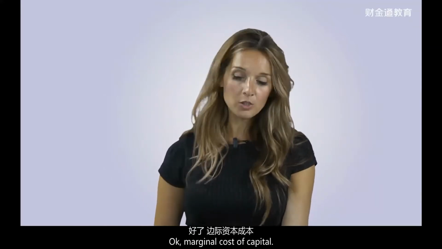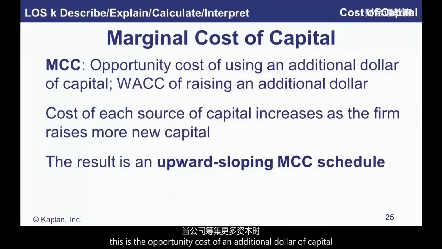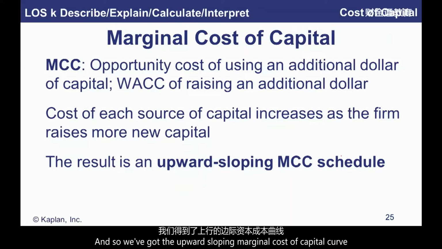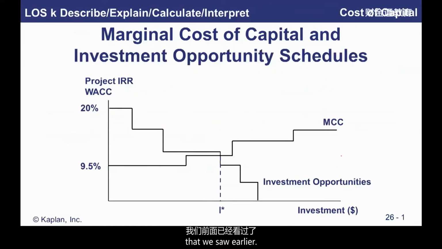Okay, marginal cost of capital. So we've already said this, it's the opportunity cost of an additional dollar of capital. As the firm raises more capital, then they'll be raising more debt, and it could be that the debt holders now require a higher return. The equity holders now require a higher return because there's more financial risk now because we've got more debt. And so we've got the upward sloping marginal cost of capital curve that we saw earlier.